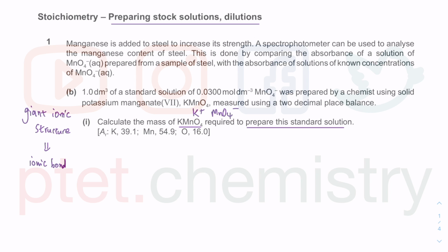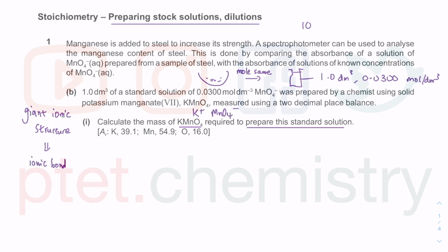So what we have here is the solid and we're trying to make up the solution. Your mole is the same because everything in the solid goes into the solution. You are just adding water, distilled water in this context. You do not lose any of the KMnO4. All of the solid goes into the solution. And you're trying to make how much volume? 1.0 dm cube. And you're trying to make a 0.0300 mole per dm cube solution. This is mol dm minus 3.